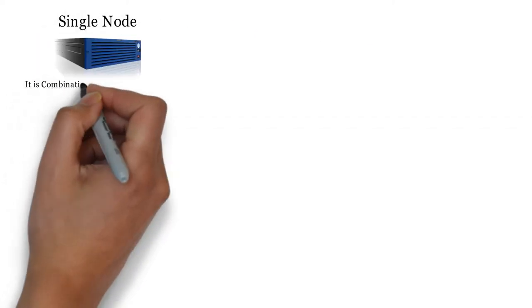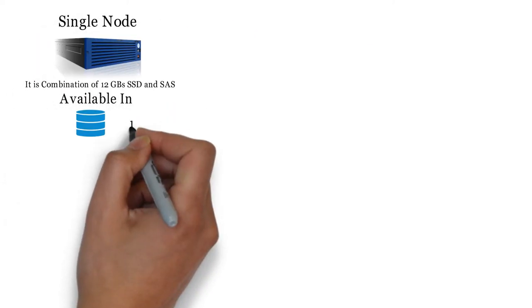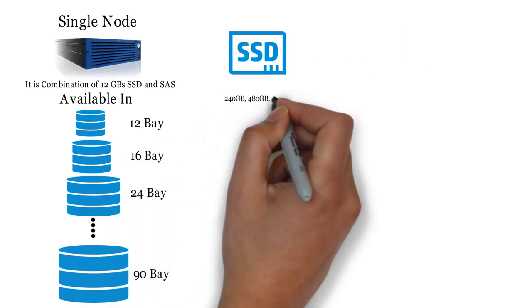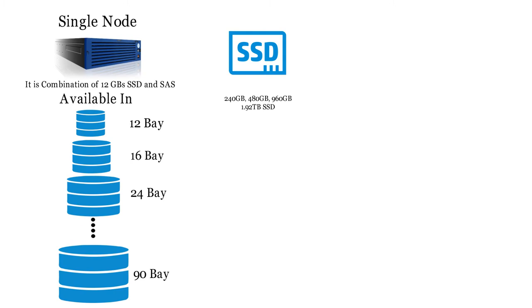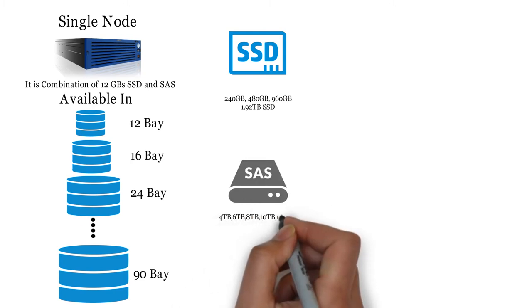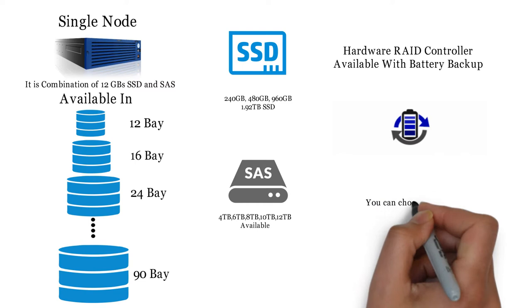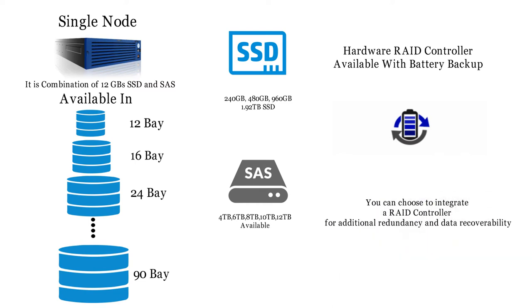Single node is a combination of SSD and SAS drives, which is available from 12 bay up to 90 bays. SSD is available in 240 GB, 480 GB, 960 GB and 1.92 TB. SAS is available in 4 TB to 12 TB. You can choose to integrate a RAID controller for additional redundancy and data recoverability.